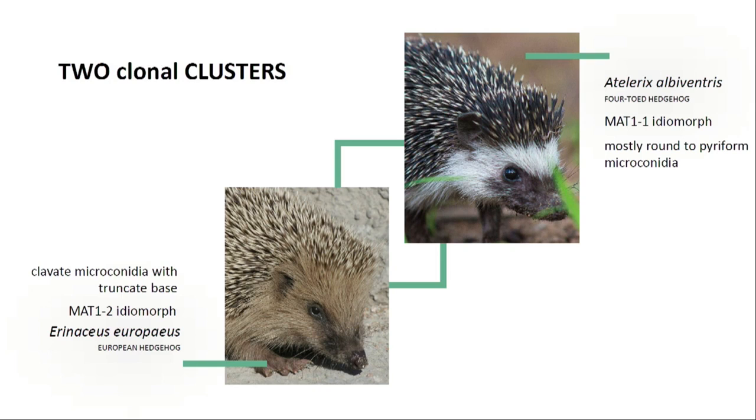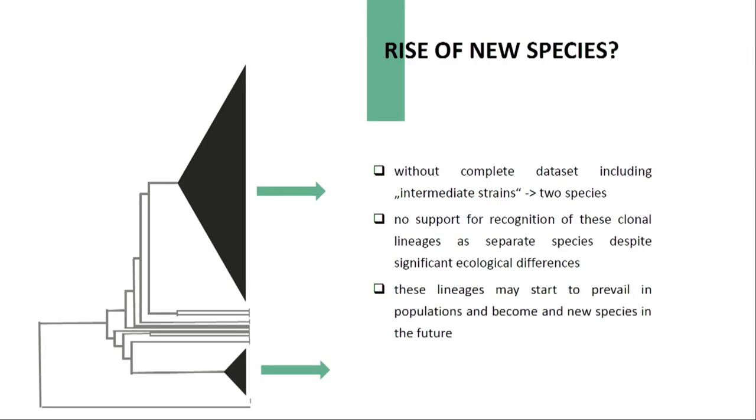These two lineages also have a different mating type idiomorph. For the four-toed hedgehog, we found only one idiomorph, and for the European hedgehog, we found only the other idiomorph.